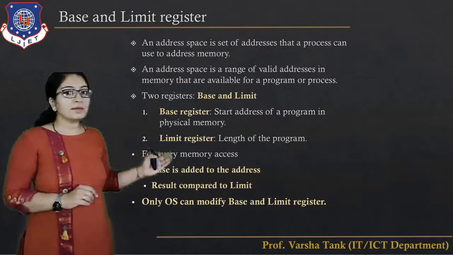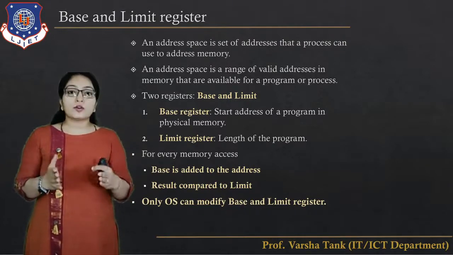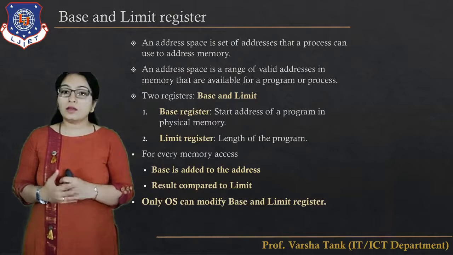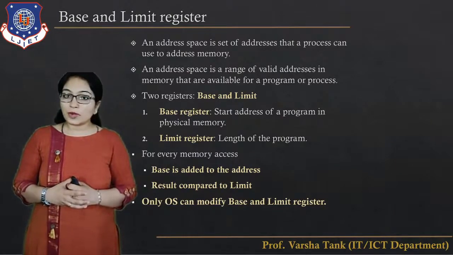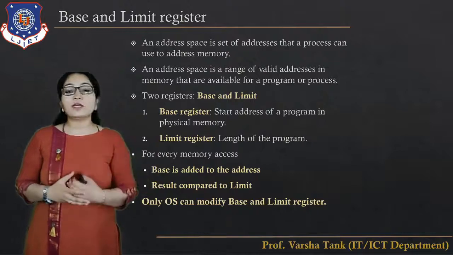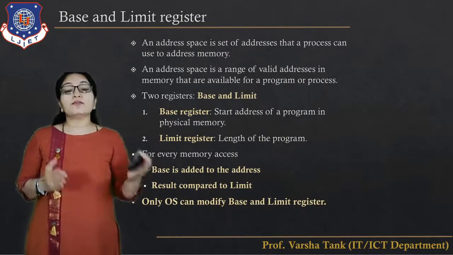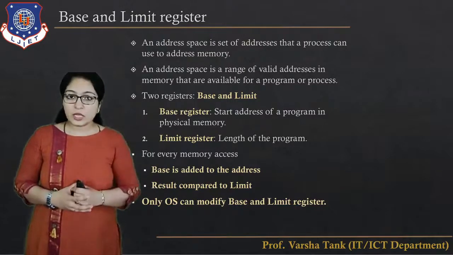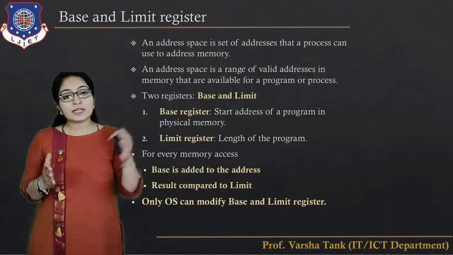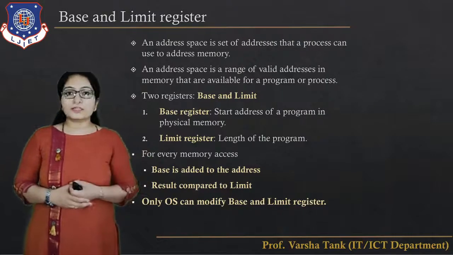So for every memory access, in the last slide also we have seen that the constant 16,384 will be added to each and every instruction, because it was the starting point of that particular program. So that will be added to each and every instruction, and it will also be compared with the limit register, that is the last point of that particular address. If it is less than that limit register, then it will be added to that particular instruction.